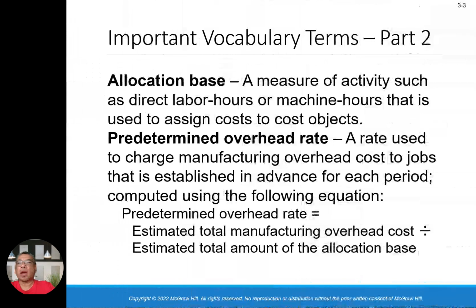Okay. What is the allocation base? It is a measure of activity such as direct labor or machine hours that is used to assign costs to cost objects. What is the predetermined overhead rate? It is a rate used to charge manufacturing overhead costs to jobs that is established in advance for each period. It is computed as the estimated total manufacturing overhead cost divided by the estimated total amount of the allocation base.